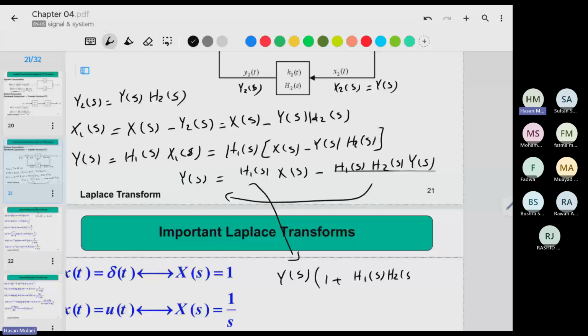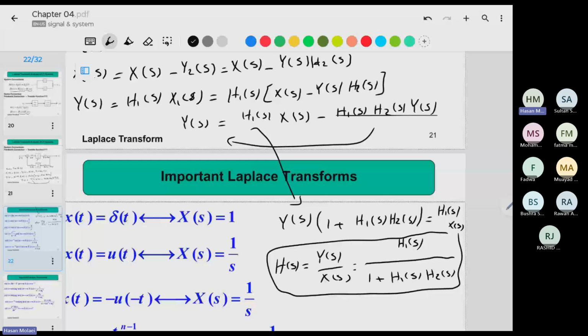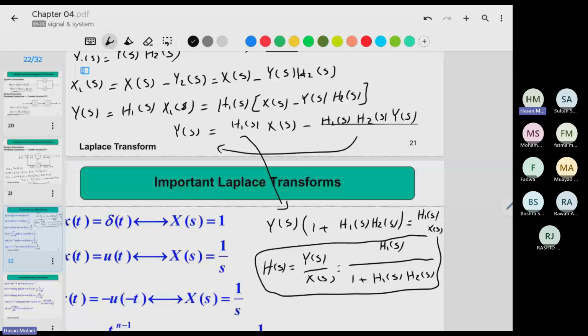So H(s) is Y(s) over X(s), which is H1 over 1 plus H1 H2. Yes, this is the transfer function of the system with feedback. You will see in the next chapter how this can help us in many different aspects.